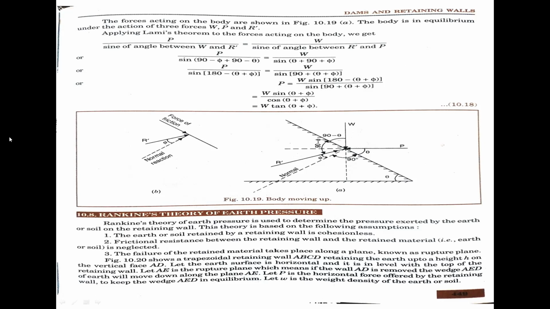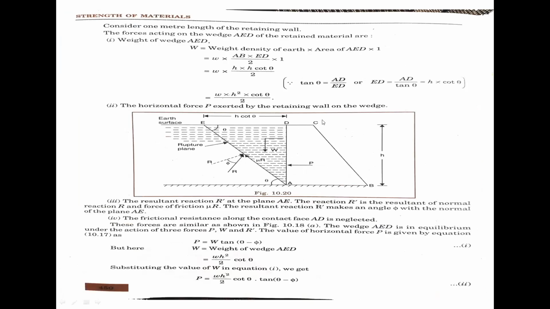Rupture. Okay. Now see the diagram for 10.20. This is the diagram, a trapezoidal shape. This is the earth surface and the rupture plane. This is the inclined rupture plane at some angle theta, with a resultant force at angle phi, and downward the weight capital W, and some distance h cot theta. This is the overall angle theta. Now small h.